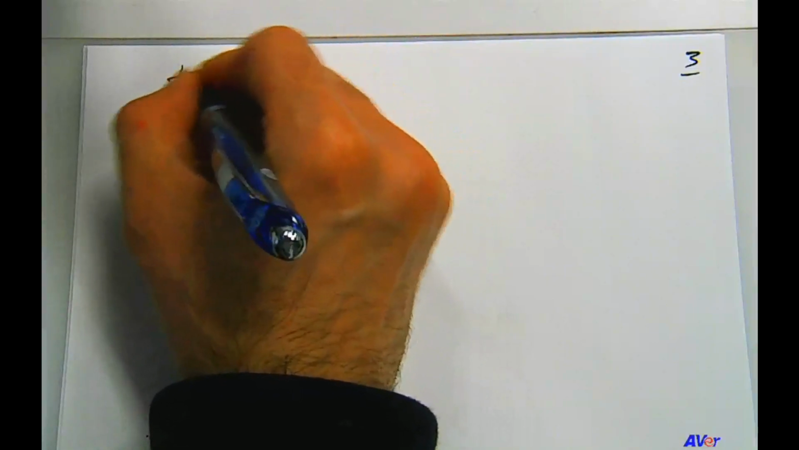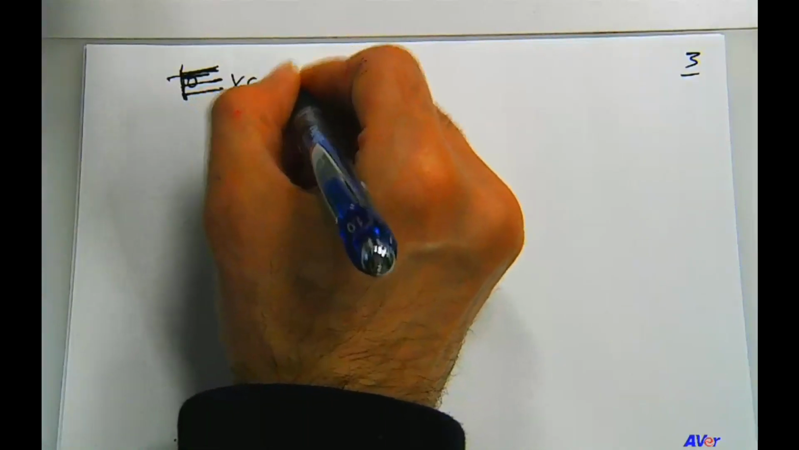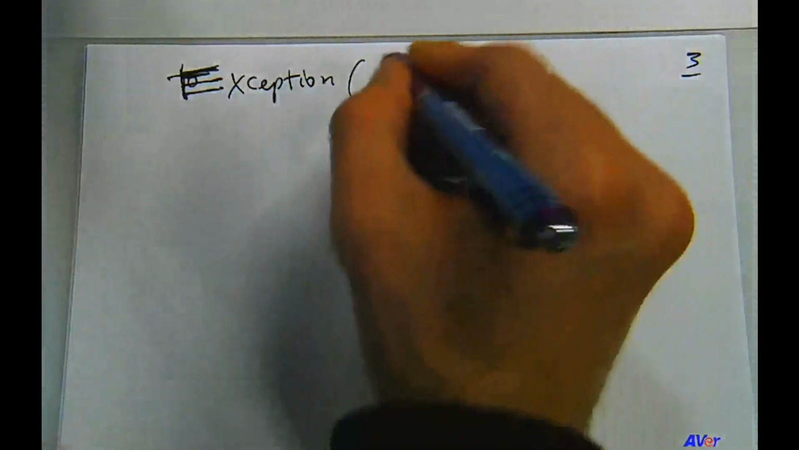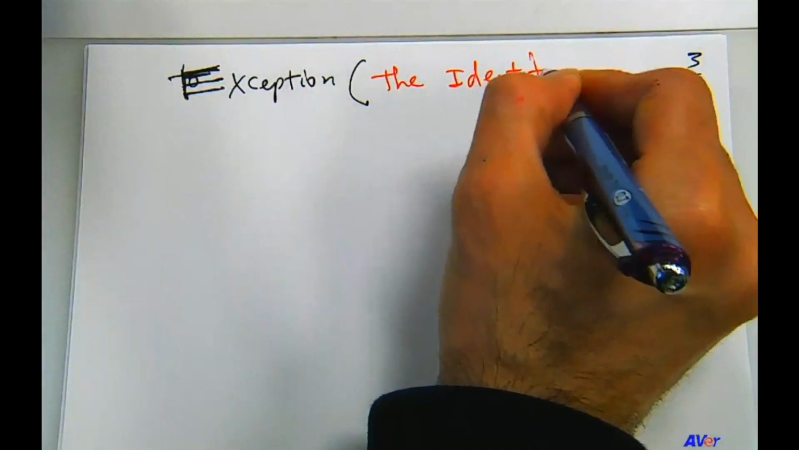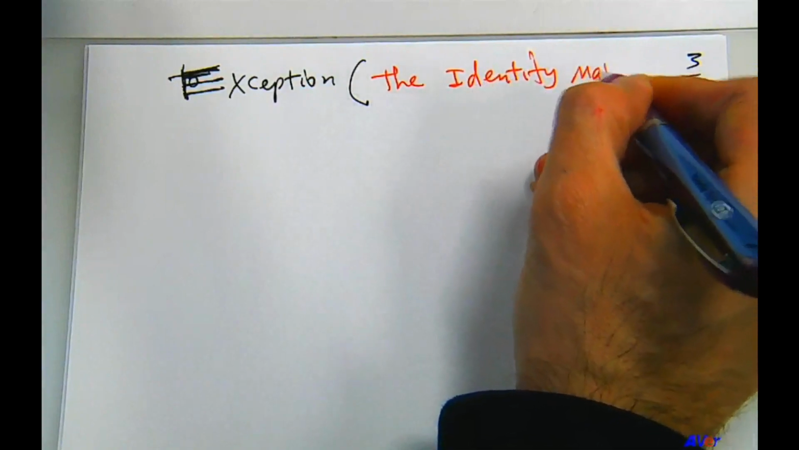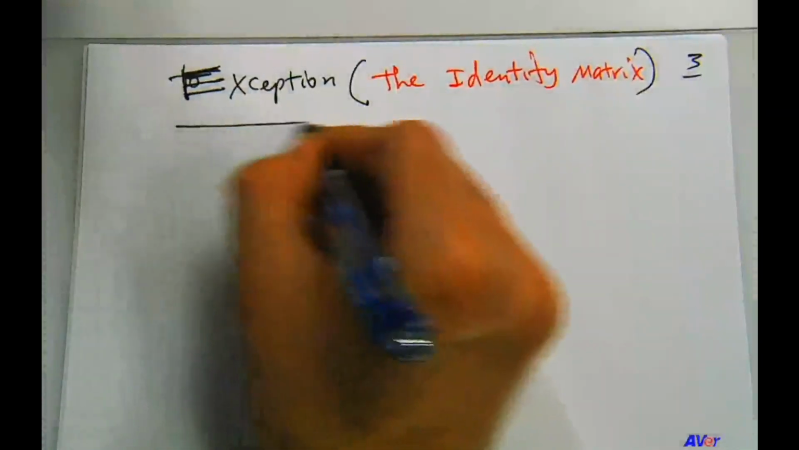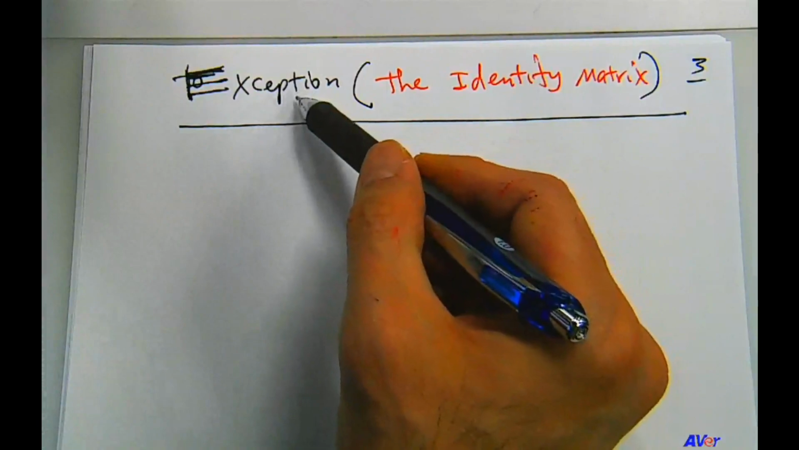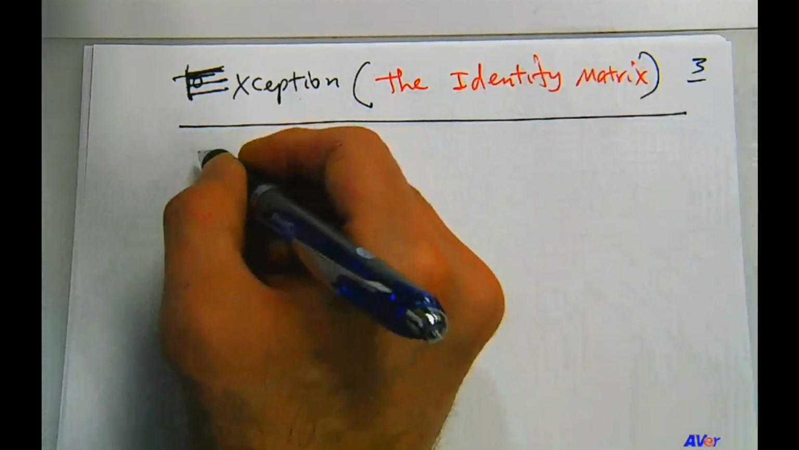Well, let me say it this way. So exception, in parentheses, I'm going to say the identity matrix. First, before we talk about the exception, let's see what an identity matrix is.